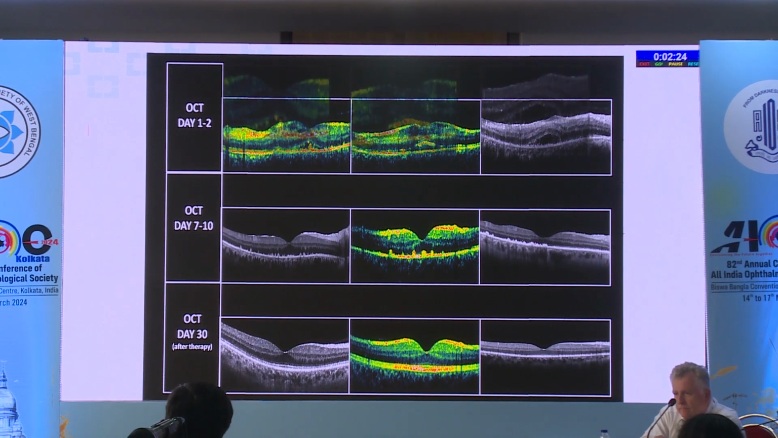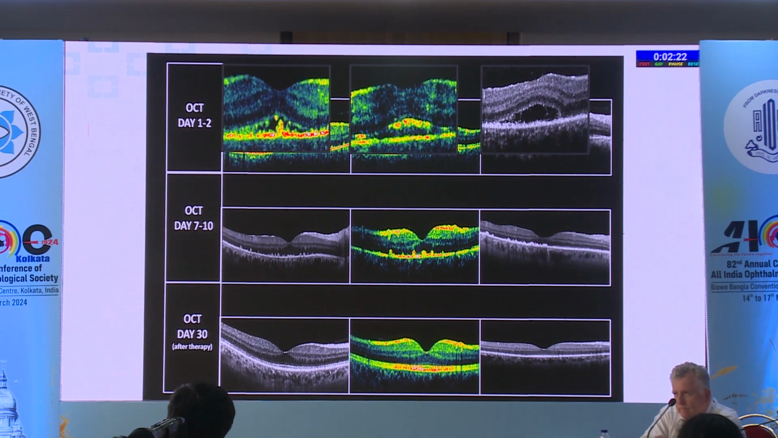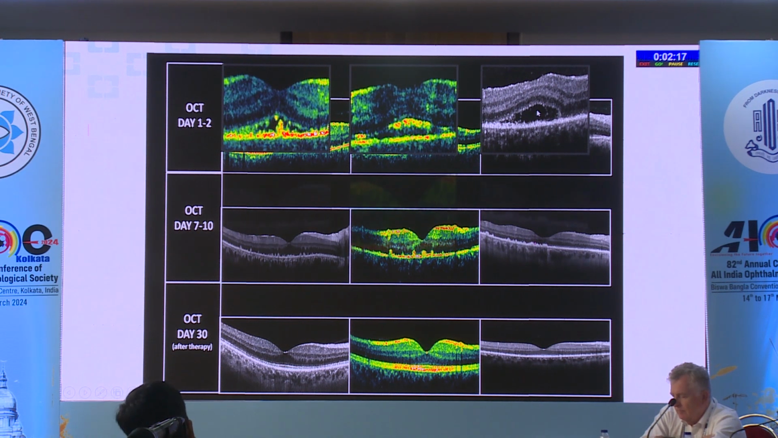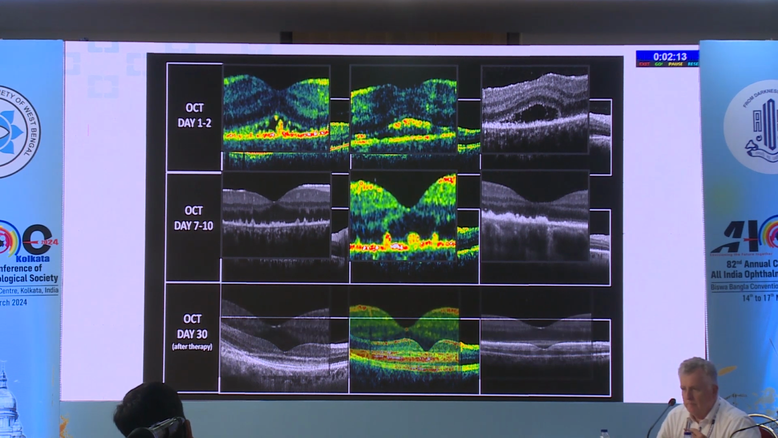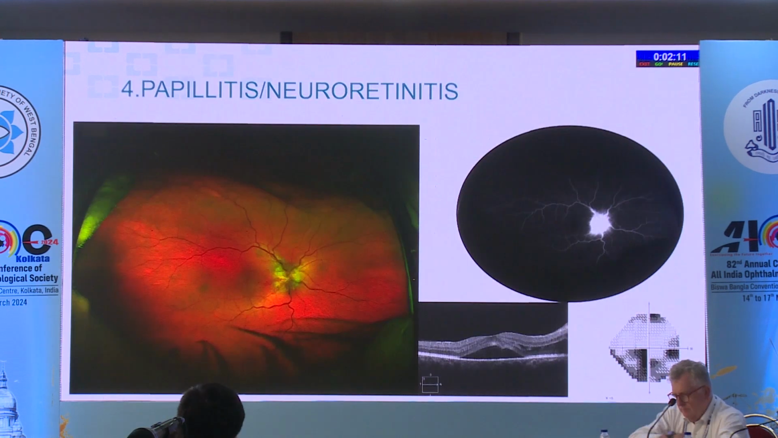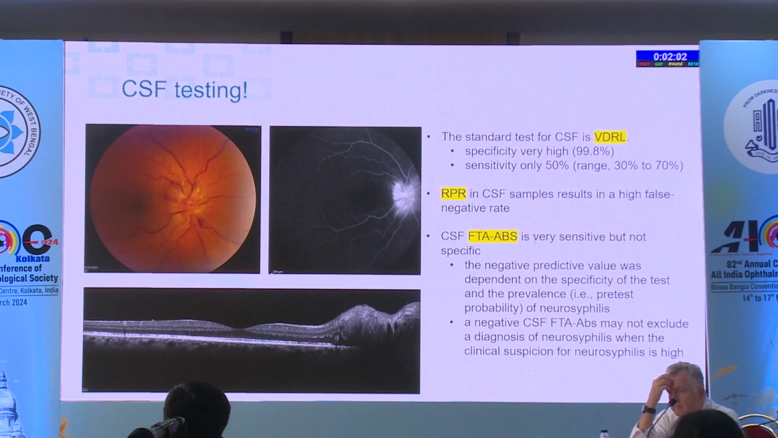Now, what's nearly diagnostic is the OCT. In the very early stage, you have subretinal fluid that goes away by itself, and then you have your typical RPE bumps. And then if you treat the patient, restoration of the photoreceptors. Now, the final one is papillitis, neuroretinitis. Whenever you see papillitis and subretinal fluid in uveitis, you have to think of everything, and syphilis as well.